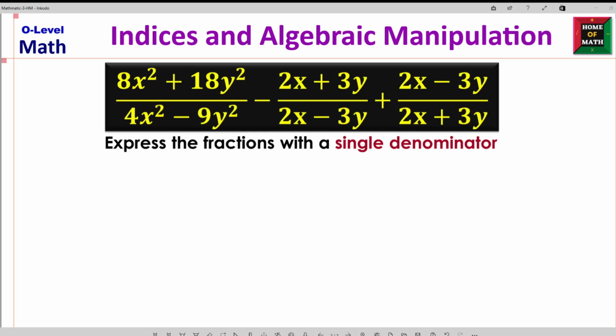In this video we are going to express the fractions with a single denominator. Let's start.